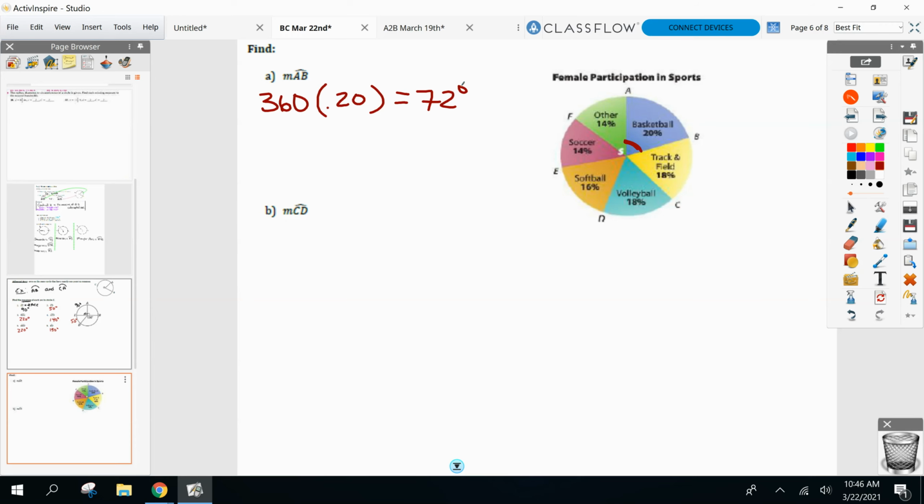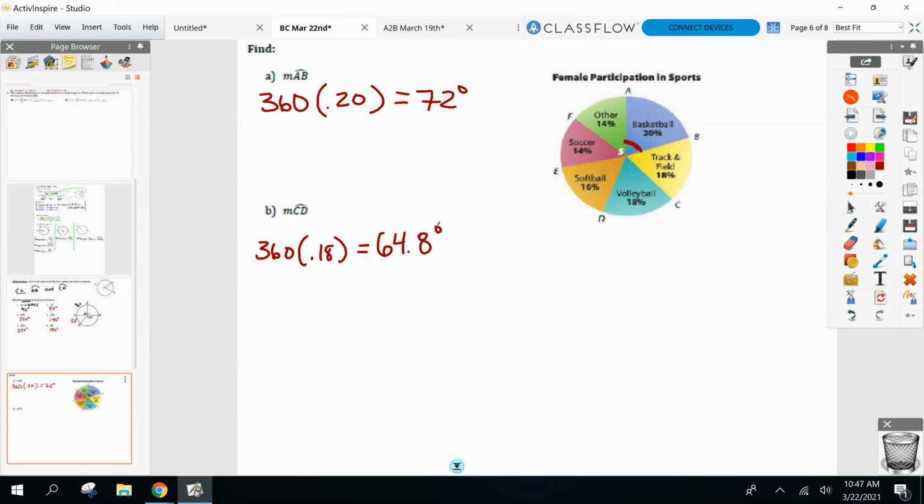No big deal? And then one more, for volleyball. Same thing, right? 360, but now it's not 20%, it's 18%. And that comes out to be a little bit of a decimal, right? 64.8 degrees. So I just wanted to throw that in there because I think I threw that on homework tonight, using percentages instead of degrees. Questions, comments? All right, before I get into this, now we go on to the second half of class.